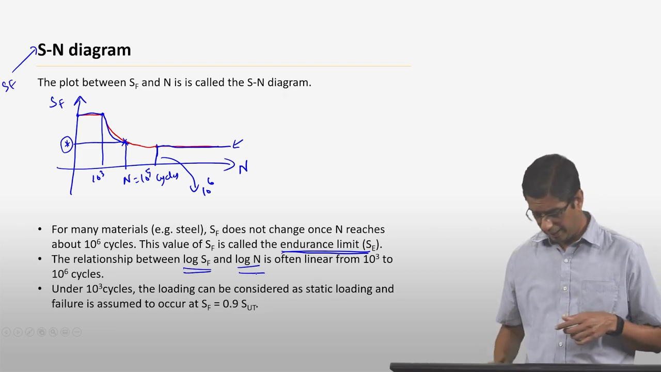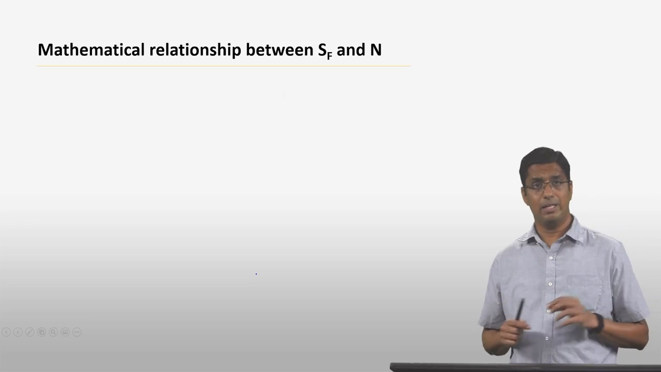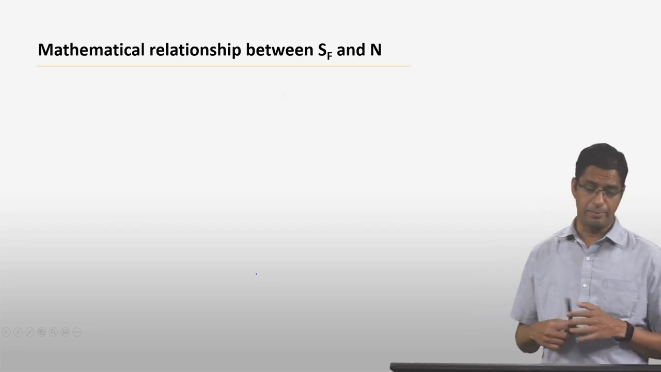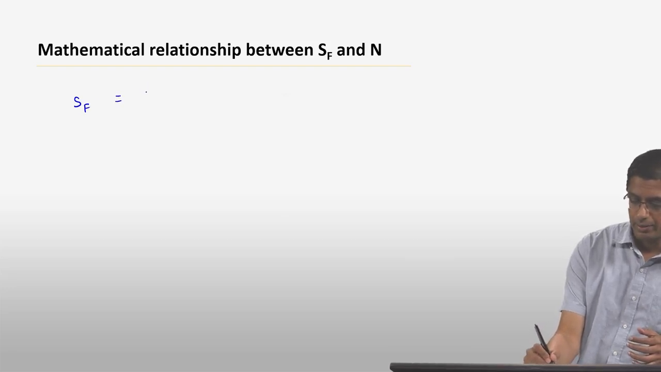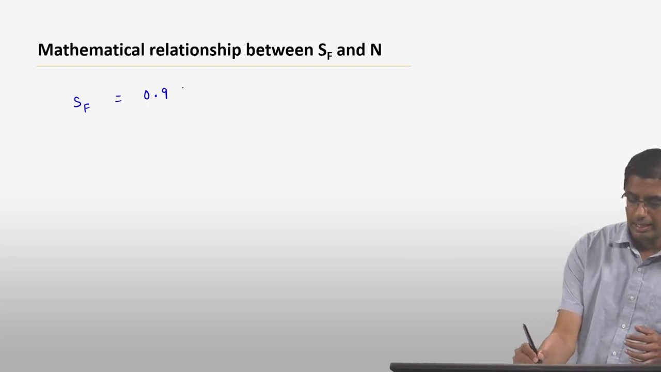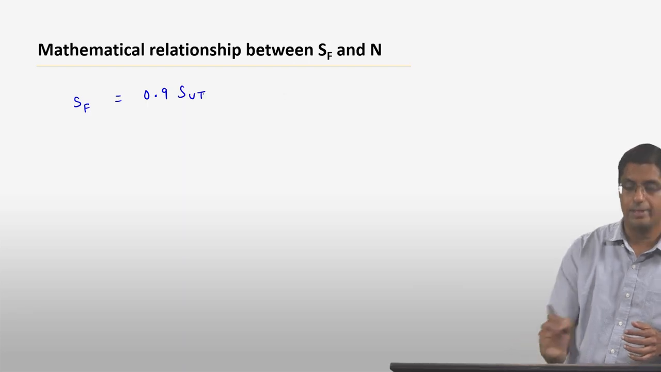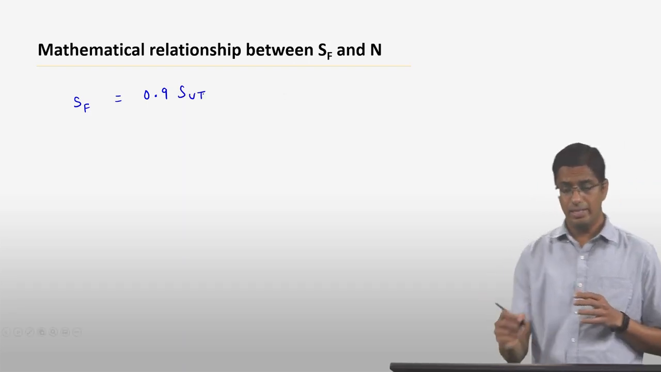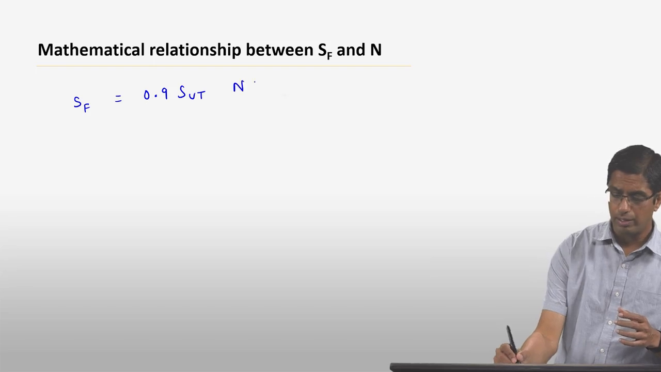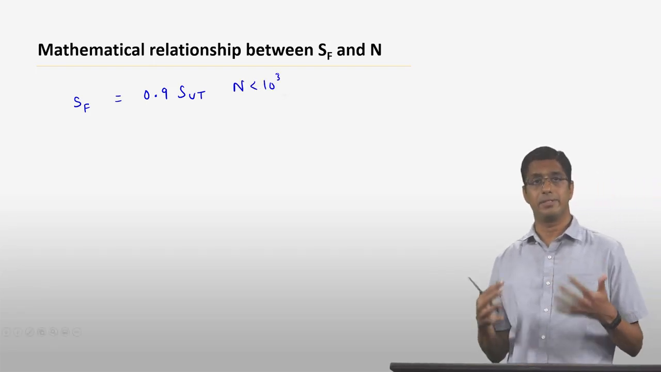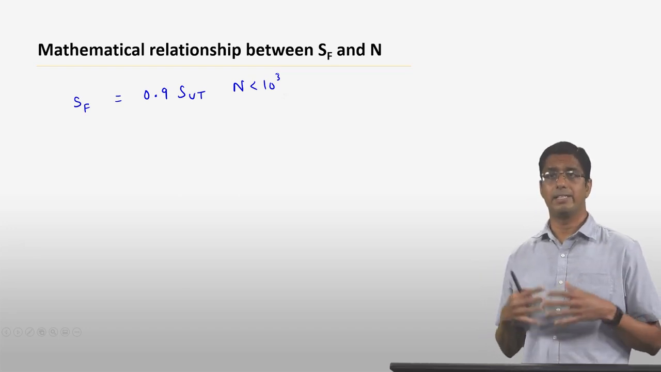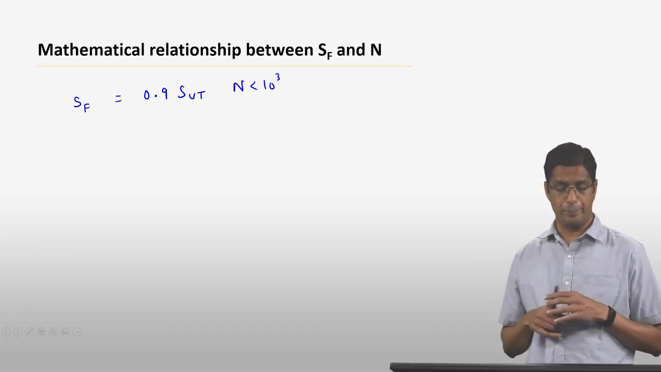Okay? So if you look at what these precise mathematical relationships are, the fatigue strength is approximately equal to 0.9 times SUT, where SUT is the ultimate strength, and this is true for N less than 10^3. For less than 1000 cycles, the fatigue strength is approximately 0.9 times SUT.